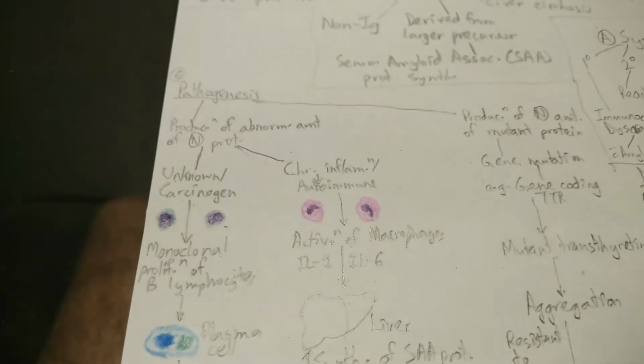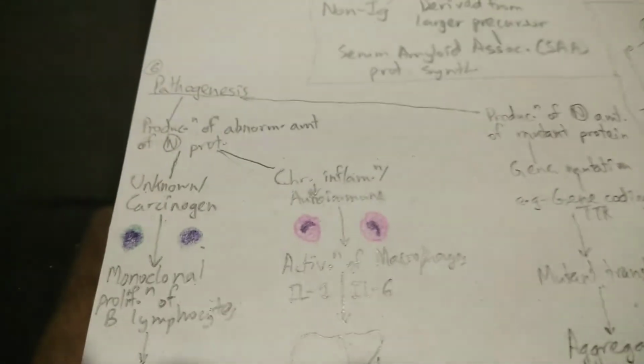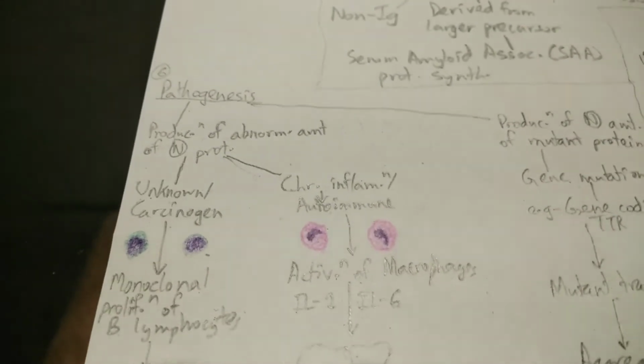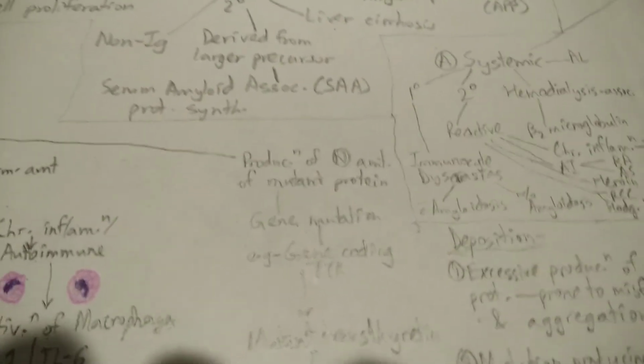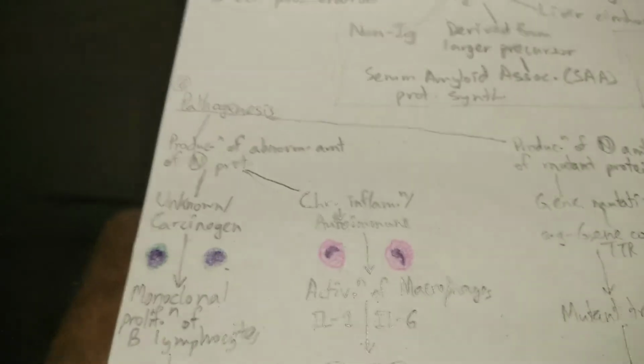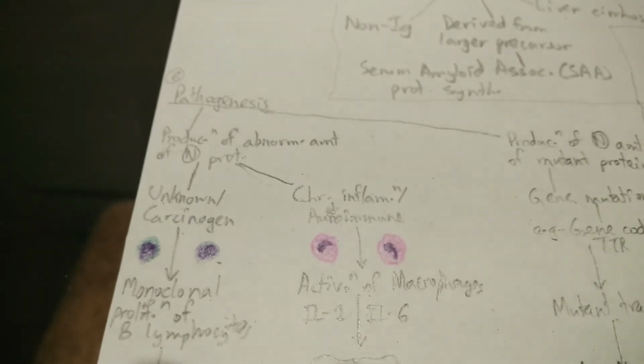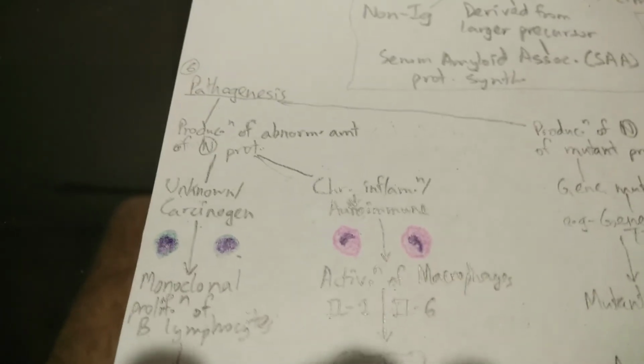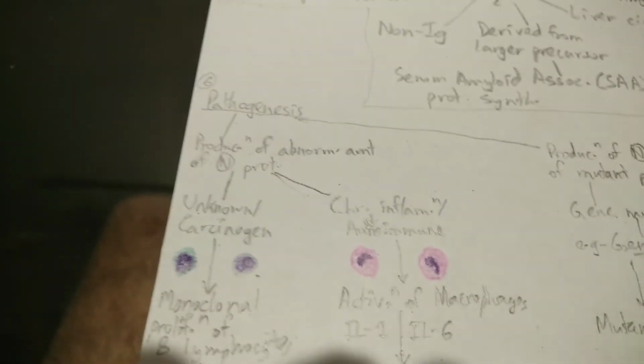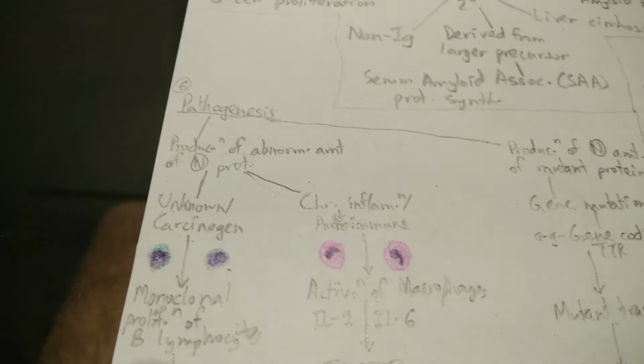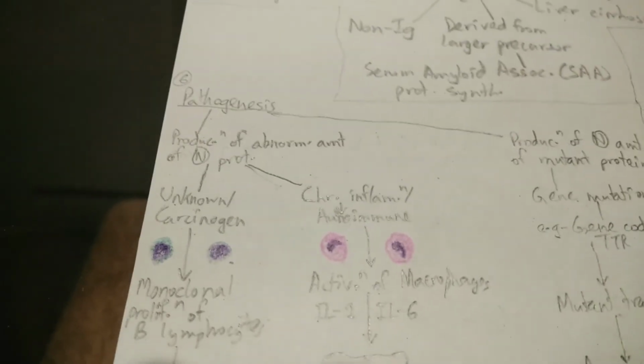All right. So there are three main ways in which amyloidosis can form. Through two methods. One is production of abnormal amounts of normal proteins, and the other is production of normal amounts of a mutant protein. Now, under production of abnormal amounts of normal protein, the etiology can be of two kinds. One is of unknown etiology, where some suspect carcinogens. Another is chronic inflammatory states, such as autoimmune states.